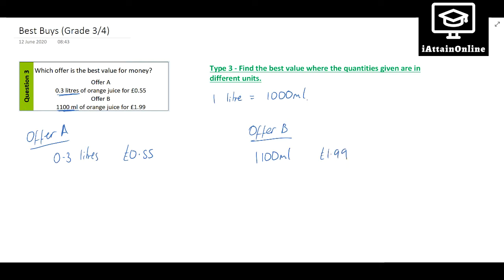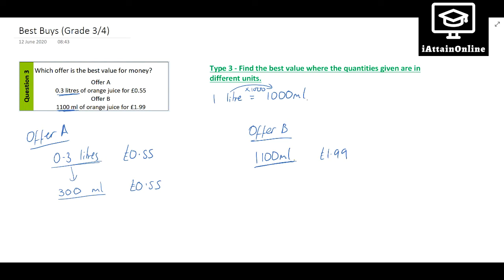Okay, so the first thing you need to do here is to make sure the units are the same. It doesn't matter if you convert 0.3 litres into millilitres, or you could convert 1,100 millilitres into litres. Just to make it so that I've got one less decimal to work with, I'm actually going to convert this into millilitres. So to go from litres into millilitres, we are timesing by 1,000. So this tells me 0.3 times 1,000 would give me 300 millilitres for £0.55. Okay, now it's these two values I need to look at.